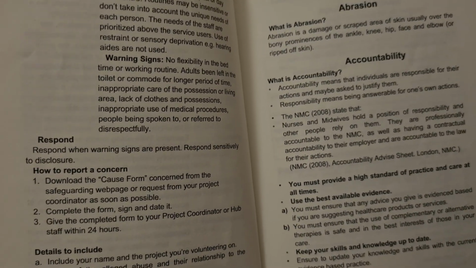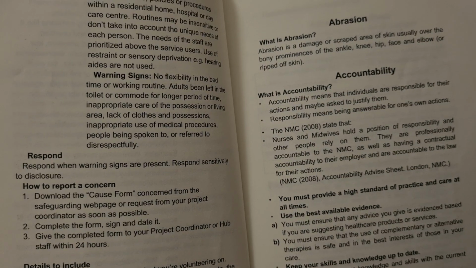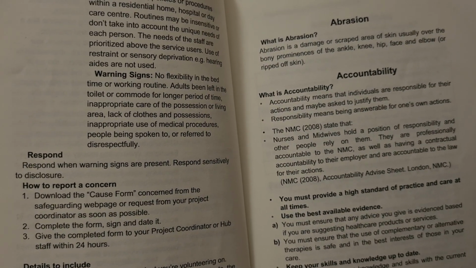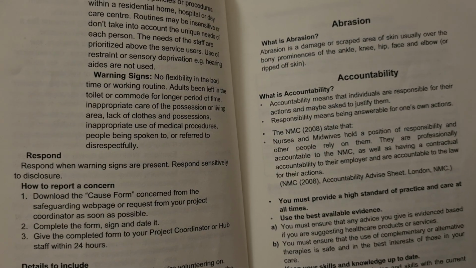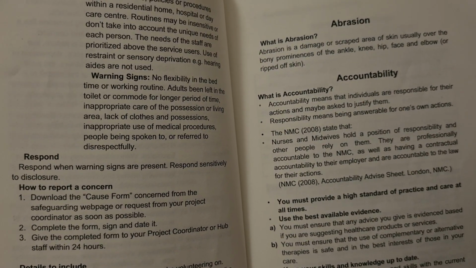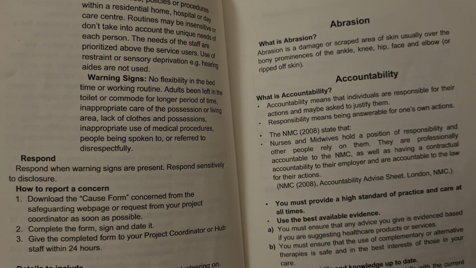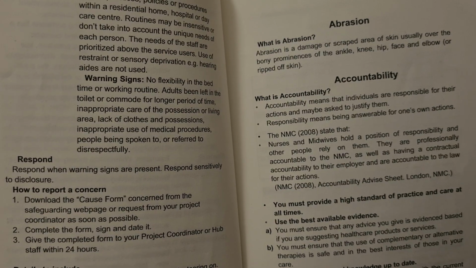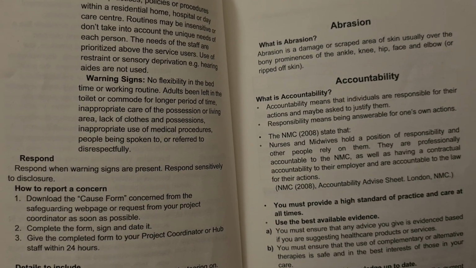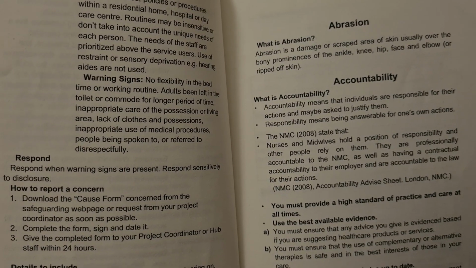What are the details to include in this abuse form? Include your name and the project you are volunteering on, the name of the alleged abuser and their relationship to the adult, your concern and the action taken, and the date, time, and location of the disclosure or observation. Note details of the vulnerable adult, for example age and address, and observations to support the cause for concern.